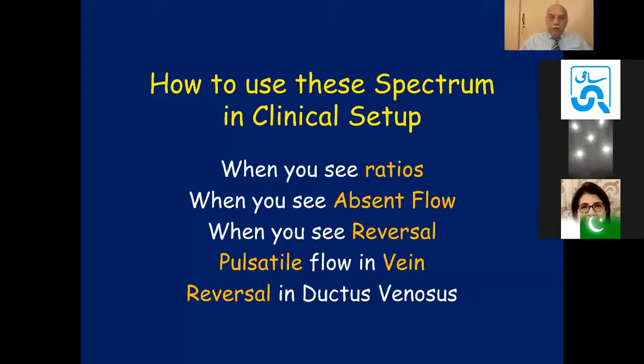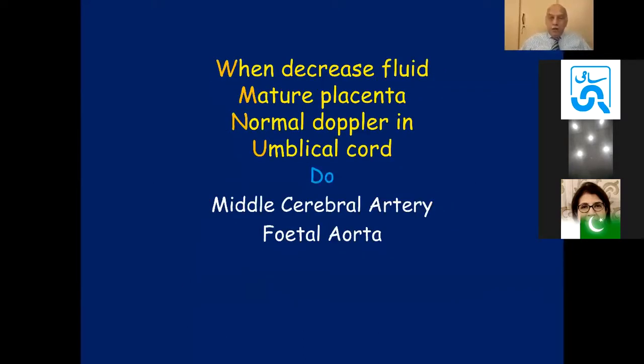So here is a picture of normal, and here is a picture where there is reversal, and that reversal is bad. So we will see in the end what we can do about it. Now, how to use this spectrum in a clinical setup? When you see ratios, absent flow, reversal, pulsatile flow in the vein, reversal in the ductus venosus, what does it mean to the clinician? What do we do after that? So let's go one by one.